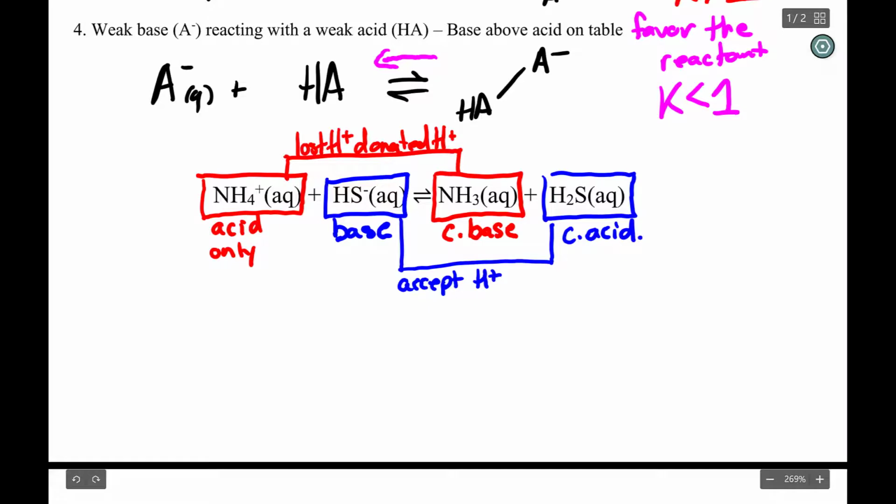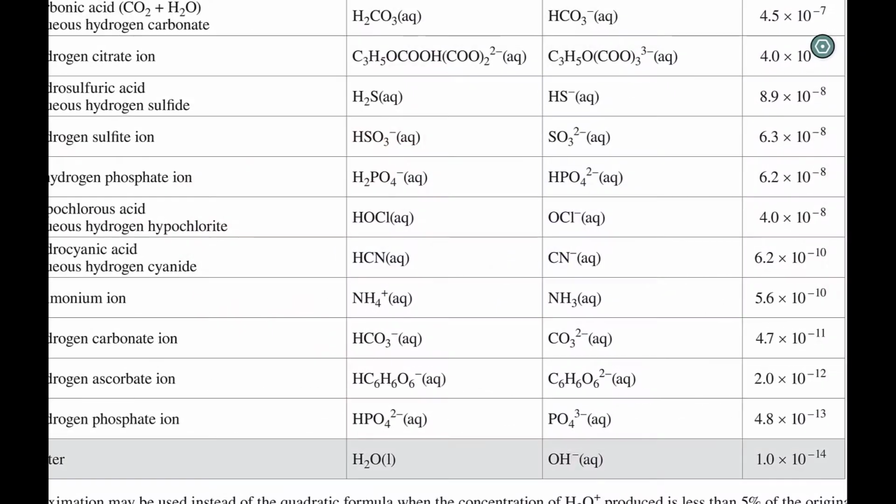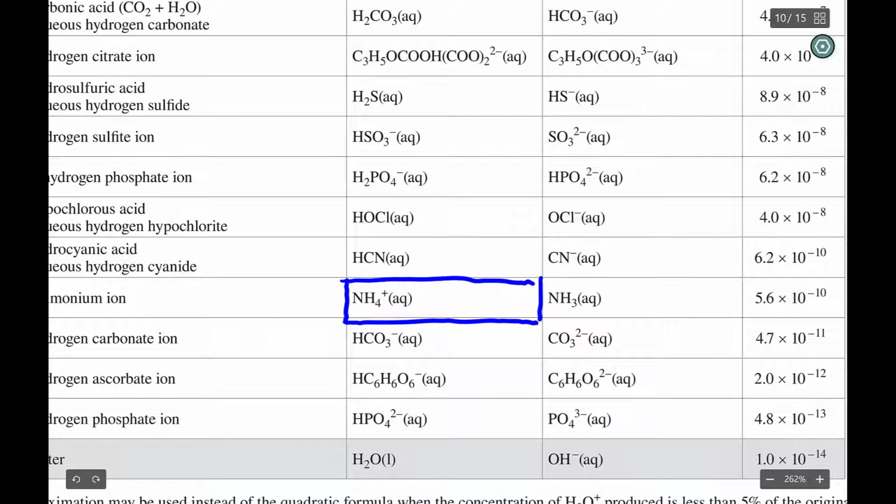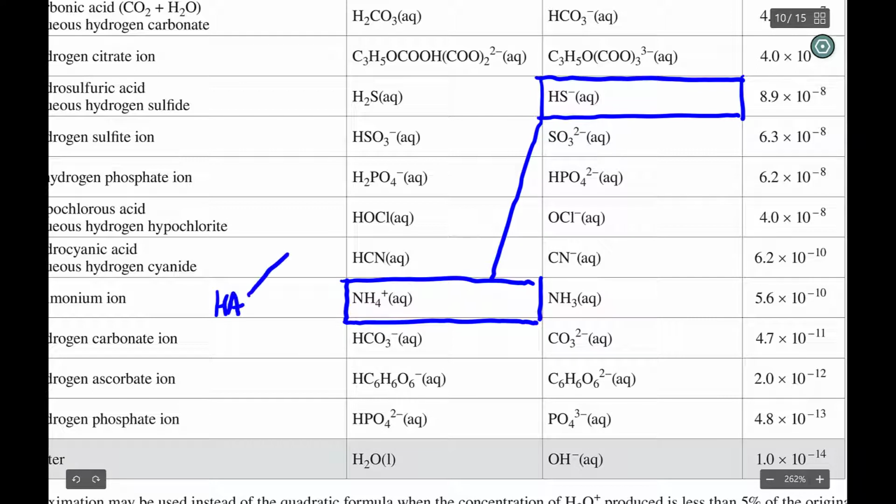So now what I'm doing is I'm just focusing on my reactants. I need to find them in the table and I need to see how they are orientated relative to one another in the table. So here I am at my acid-base table, and I've located my acid on the table down here. And I've also located my base, which is HS minus, up here. So based on what I told you, the acid is below the base, HA is below A minus, and so we're going to be in equilibrium, but we favor the reactants.